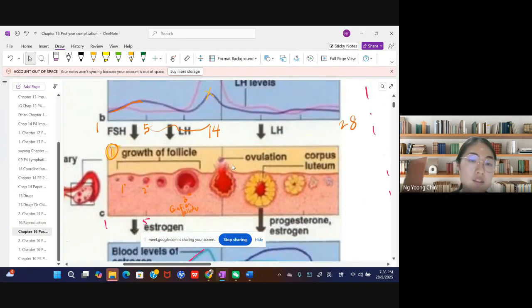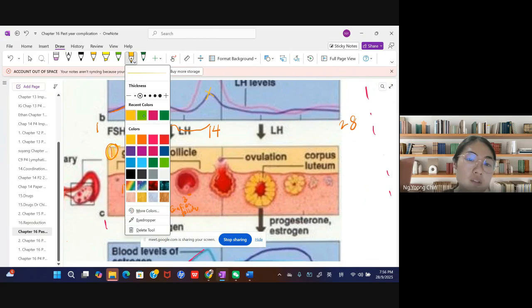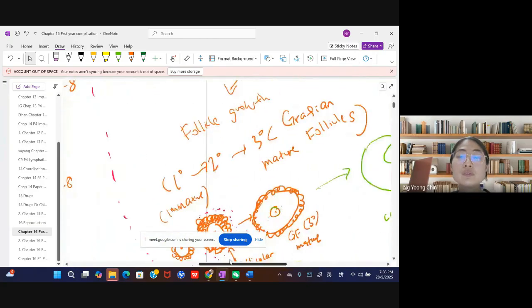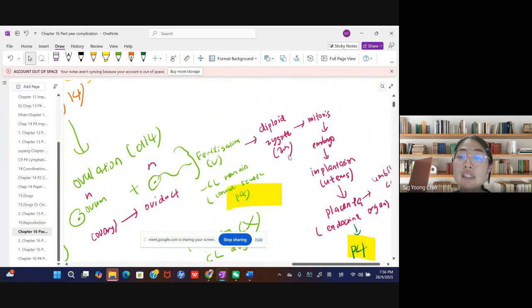Here, from 1 to 14, then to 28. When the corpus luteum degenerates, you can see the degeneration of the corpus luteum. It just disappears later. So it's between 21 and 28 days. If you didn't successfully do the fertilization, it will cause the corpus luteum to degrade, because you don't produce the zygote.